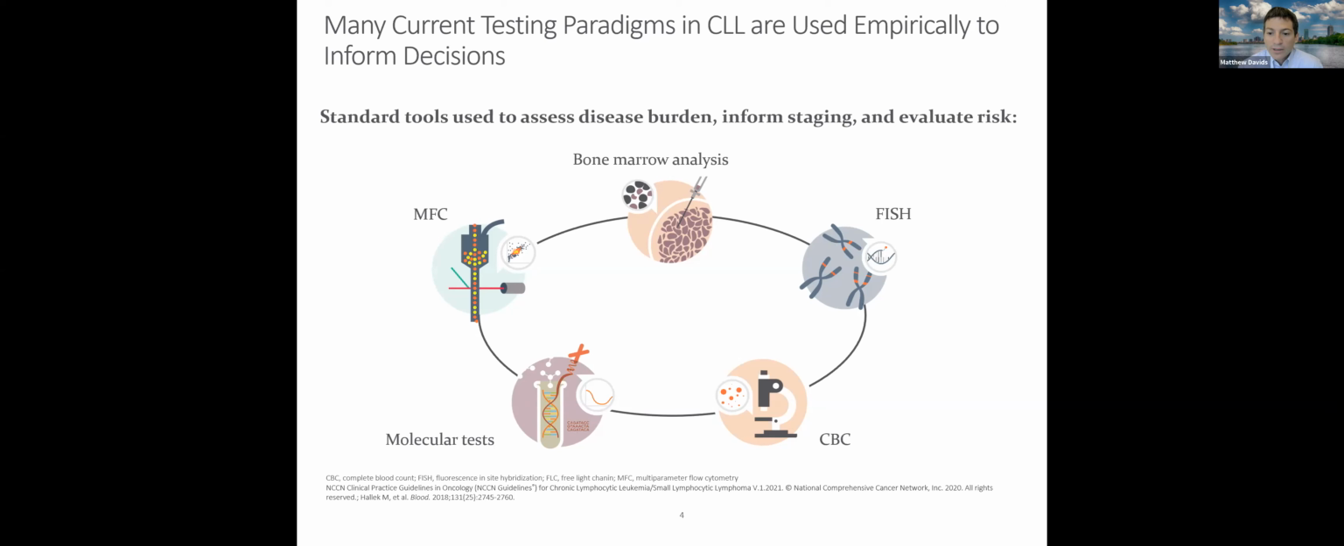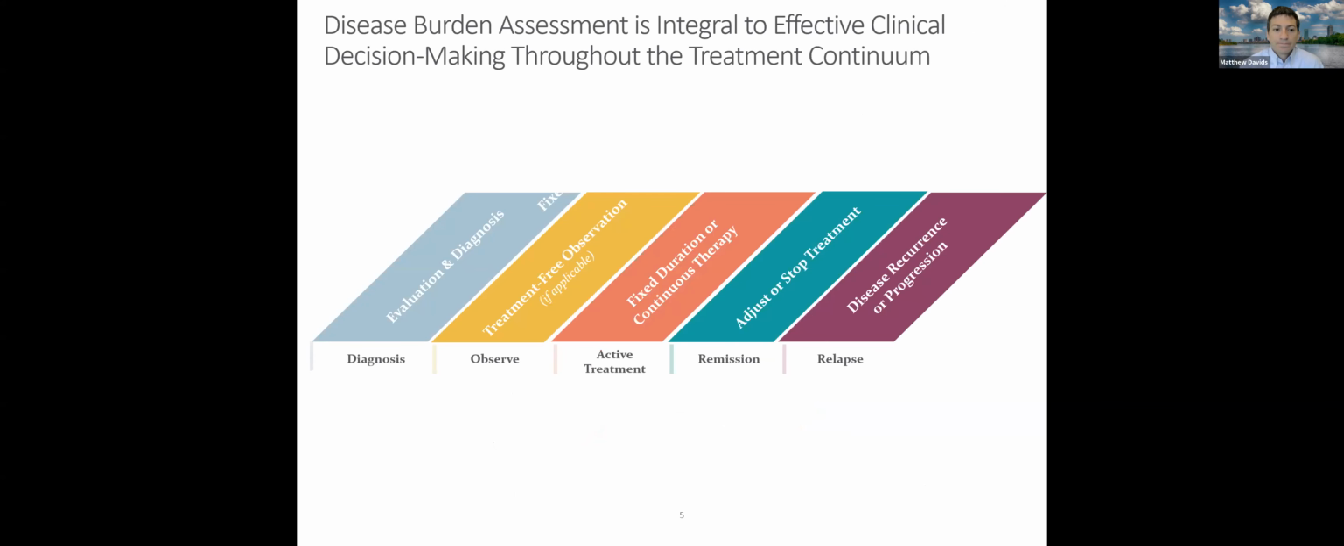I mentioned bone marrow and the complete blood count, CBC. And then FISH testing, many of you are probably aware, is a way to look at the different chromosomes in the CLL cells, and that's more to evaluate the risk for patients rather than the number of CLL cells that are present.